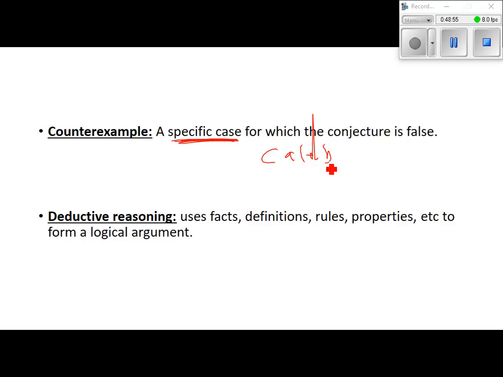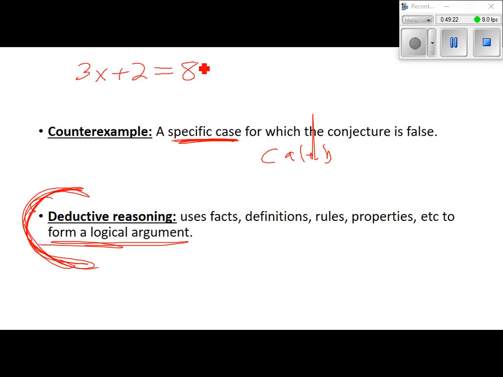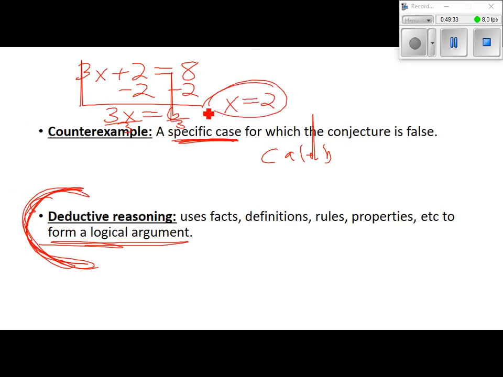All right, deductive reasoning. This is what we're going to use most of the year in geometry. Deductive reasoning uses facts, definitions, rules, properties, etc., to form a logical argument or to come up with a logical conjecture. Inductive reasoning uses patterns. Deductive reasoning actually uses the rules. When you were doing this last year in algebra, 3x plus 2 equaled 8, and you did this, 3x equals 6, and then you divide it by 3, and you got x equals 2, you were using deductive reasoning. You were using the rules.